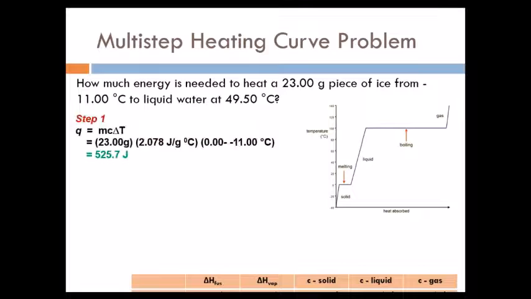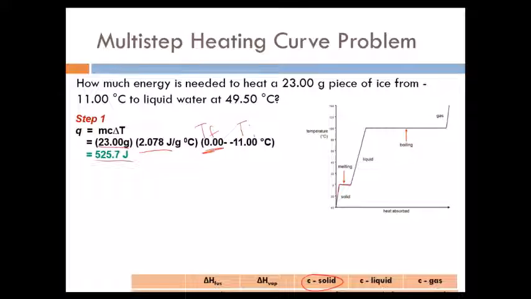So step 1 first is warming it to 0 like we wanted to. So 23 grams, the specific heat of the solid. Now, the final temperature, because we're warming it up to the phase change, this is your final temperature, this is your initial temperature. So we're subtracting the negative number. We end up with this amount of joules in order to do that.